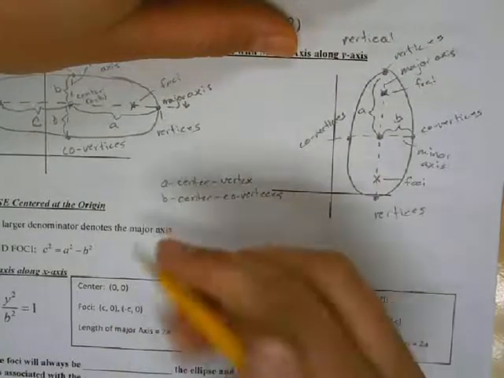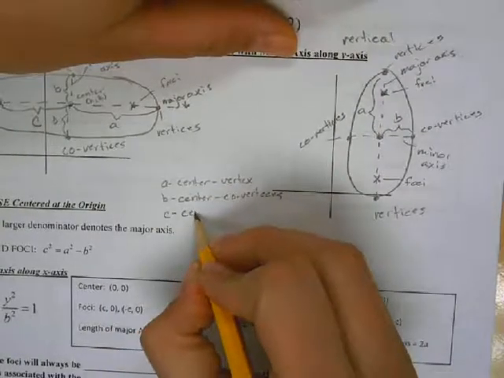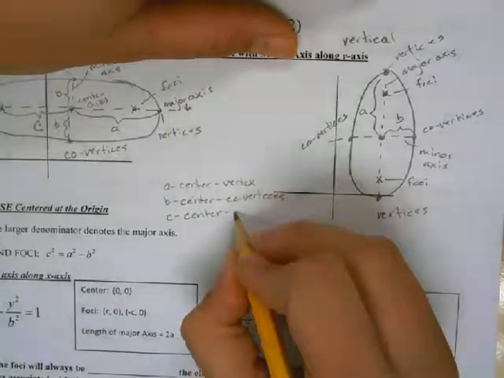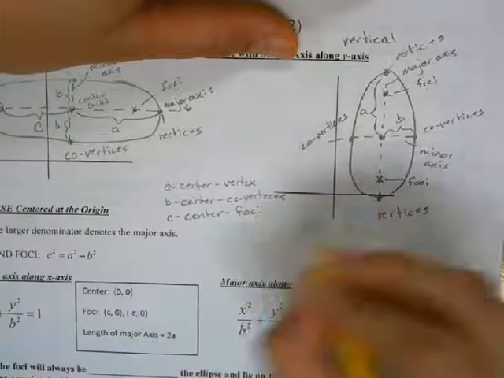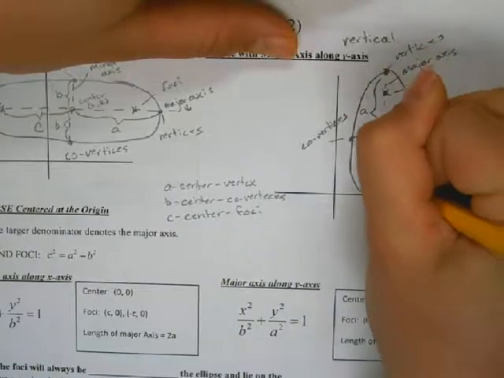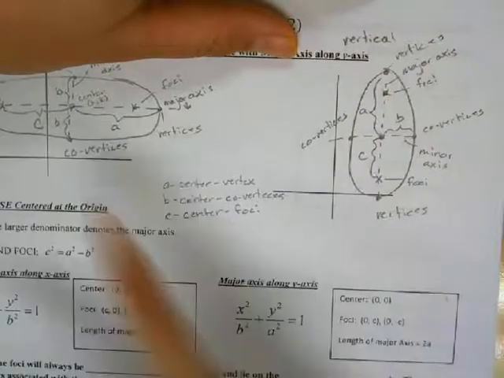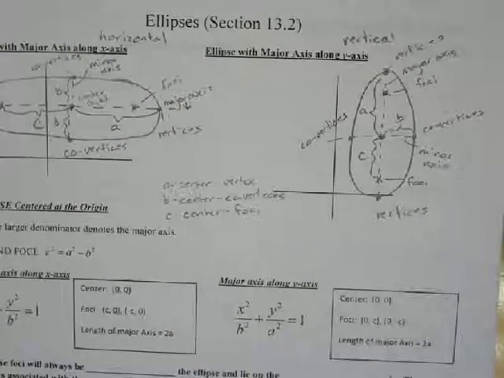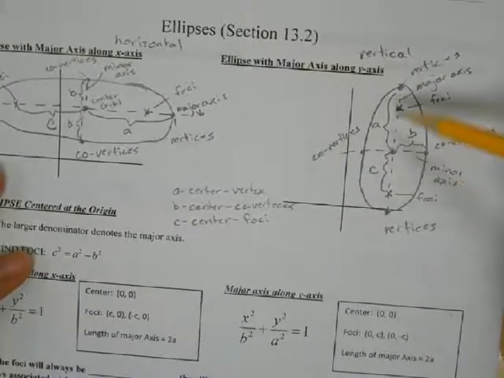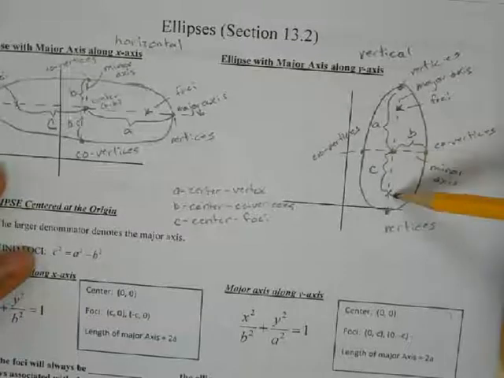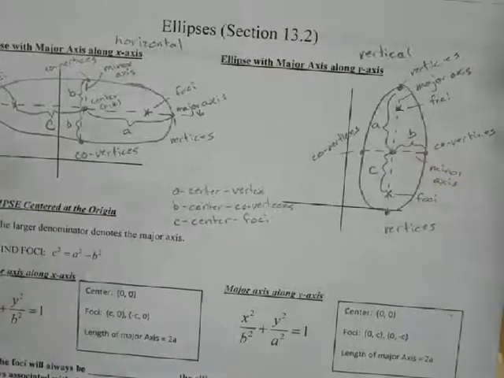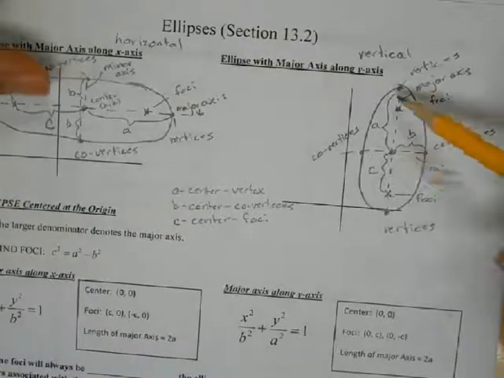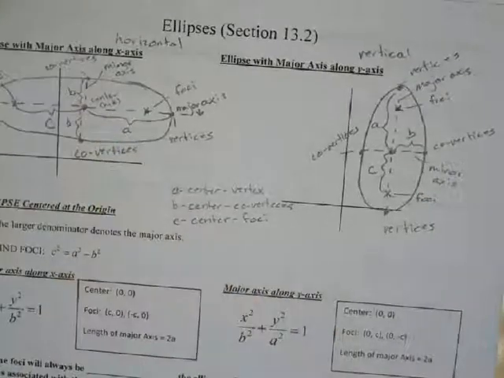And oh, I didn't even write C. So from the center, notice they all start at the center, to the foci is your C, just like it is over here. Okay, so as far as vertical and horizontal goes, A, B, and C are always going to be the same: center to vertex, center to co-vertice, and center to foci. The difference is just which direction is it going. Here A goes up and down, here A goes across. So that's what you're going to be looking at.